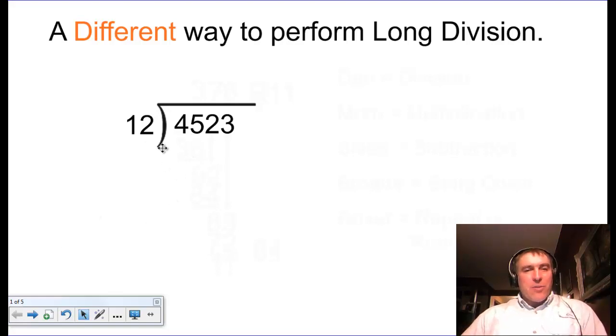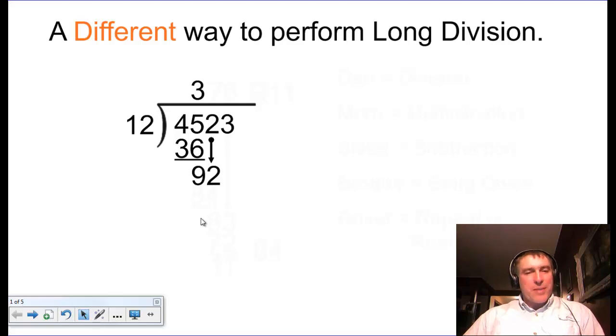This is the traditional way of doing it, where first of all you do the division family. The first thing you do is Dad tells you to divide. So you would divide 45 by 12 and you get 3. And then Mum tells you to multiply. And then Sister tells you to subtract. Brother tells you to bring down. And then Rover tells you to repeat the whole process again.